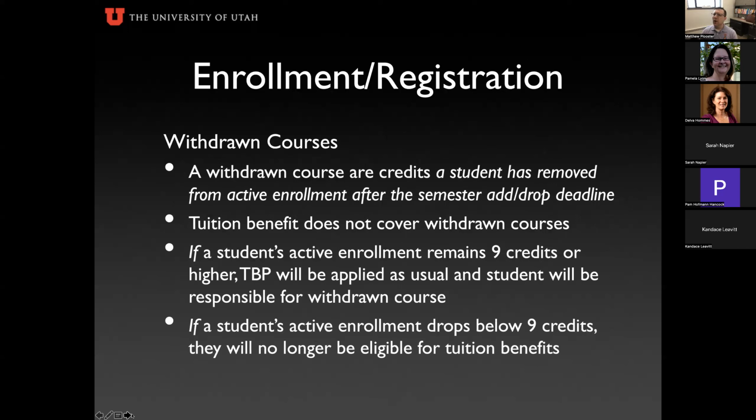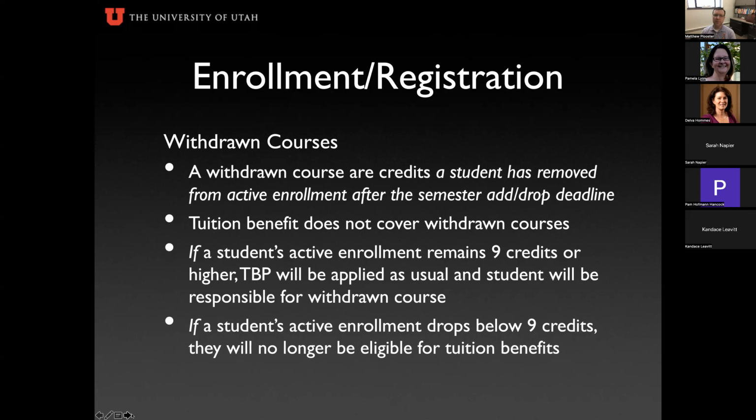Withdrawn courses. Colloquially on campus, we use withdraw and drop interchangeably. That does not work with tuition benefit. There's a hard line between drop and withdraw. Drop is during the add drop period up to the add drop deadline, which is the tuition deadline, when a student adds or removes a class from their active enrollment. A withdraw is what happens when a student removes a class from their active enrollment after the add drop deadline.